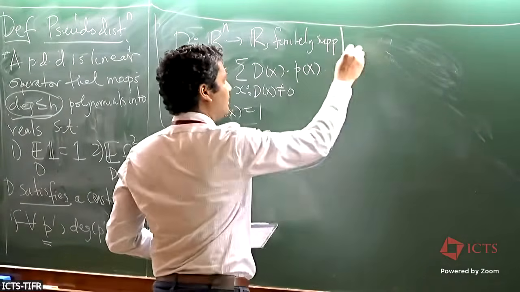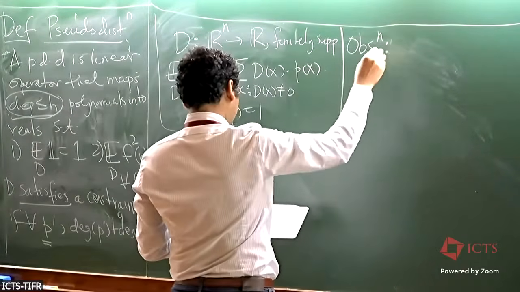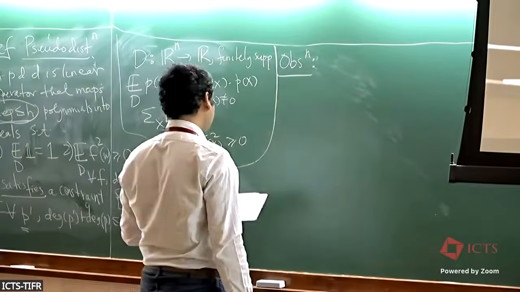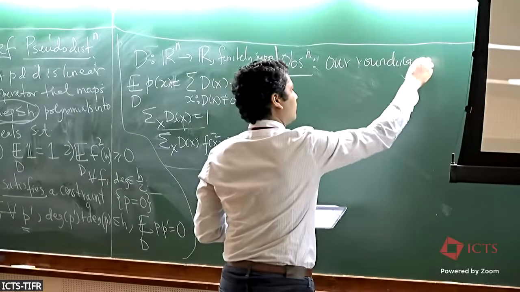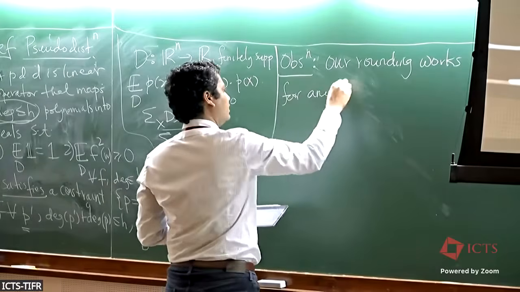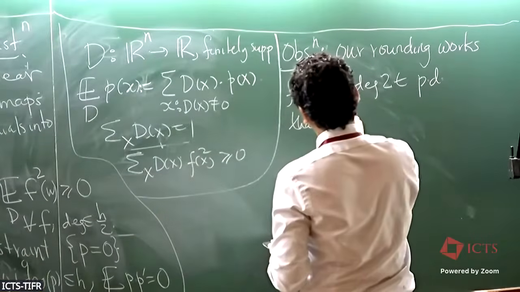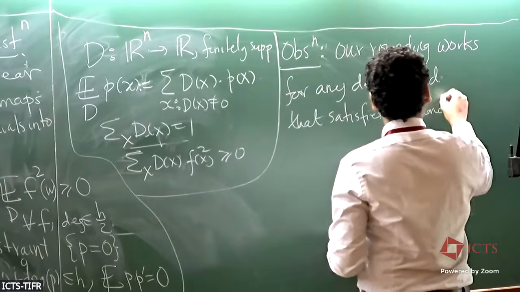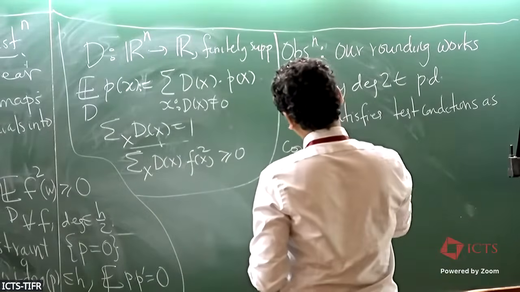So the most important fact about pseudo distributions is that they are efficiently computable. Actually, maybe I'll make two observations. One, our rounding works for any degree 2t pseudo distribution that satisfies test conditions as constraints. Okay, so let me say what this means.